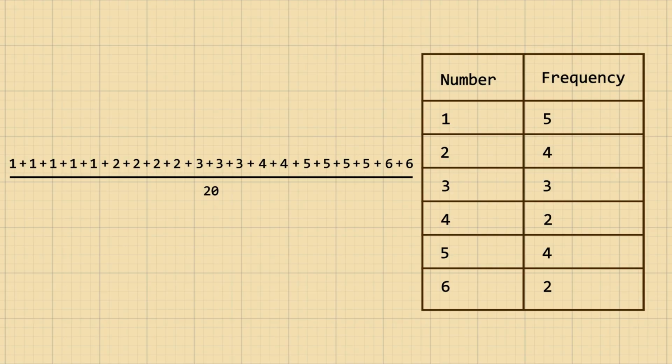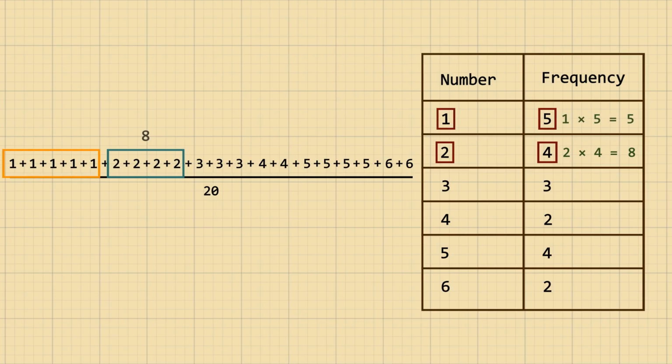For example, I got the number 2 4 times. So instead of writing 2 plus 2 plus 2 plus 2, which is equal to 8, we simply multiply the value 2 by its frequency 4. 2 times 4 is 8. Similarly, 1 appeared 5 times, so 1 times 5 is equal to 5. And adding 1s also equals 5.